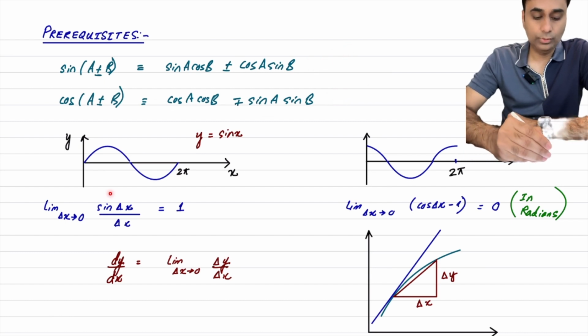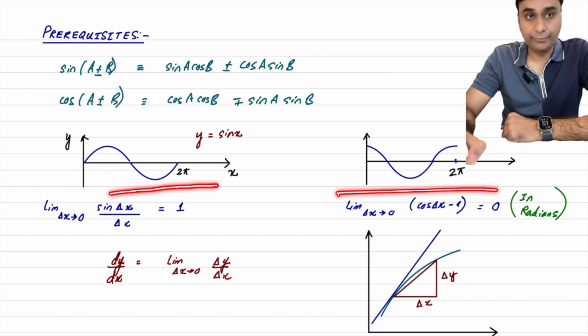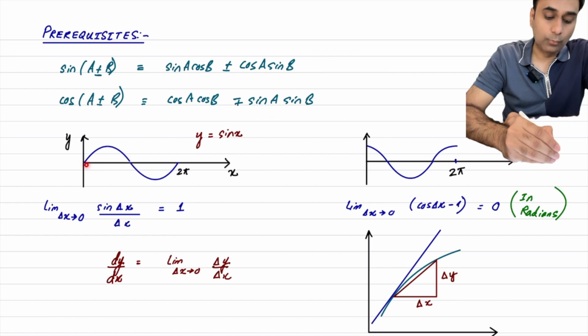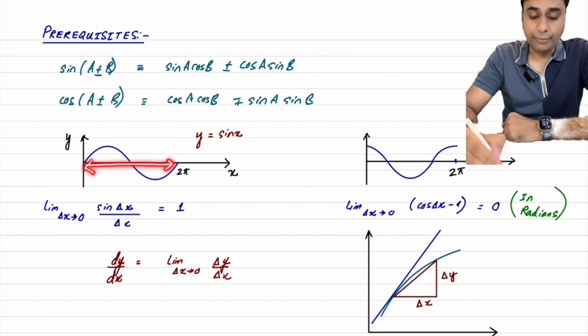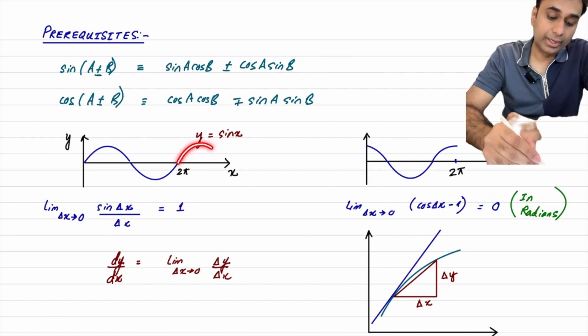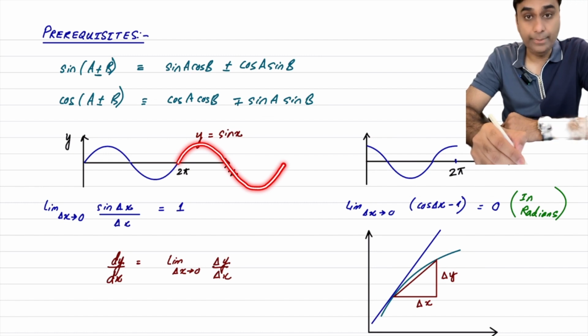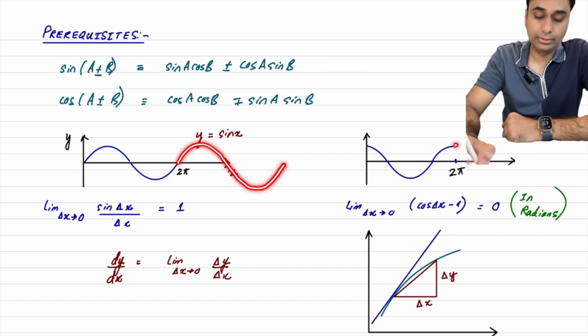Plus, you also must know that sine and cos functions are periodic functions, that is, they repeat themselves after every 360 degrees or 2 pi radians. So for one cycle, this is how a sine function looks, and for one cycle, this is how a cos function would look. This is one cycle of sine, which also means that if I continue drawing this graph, it will just keep on repeating itself. And similarly, if I continue drawing this graph, it will also keep on repeating itself.